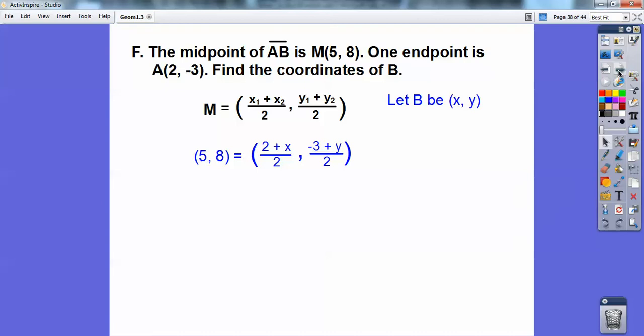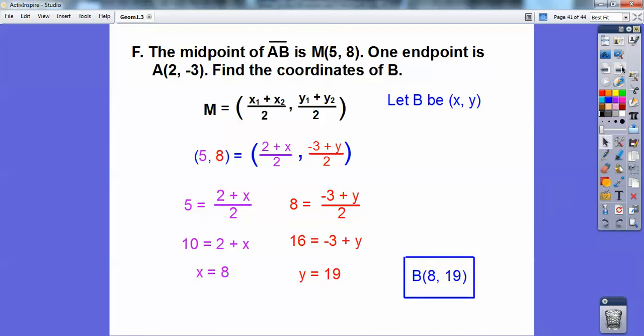And then check this out, you guys. This 5, notice I made it purple. This 5 is equal to this purple, 2 plus x over 2. So 5 equals 2 plus x over 2. And this 8 equals this negative 3 plus y over 2. Get rid of those fractions. Multiply both sides by 2. And there you go. Then subtract 2 for the purple, and then add 3 for the red. And you should get 8, comma 19 as the coordinates of B.